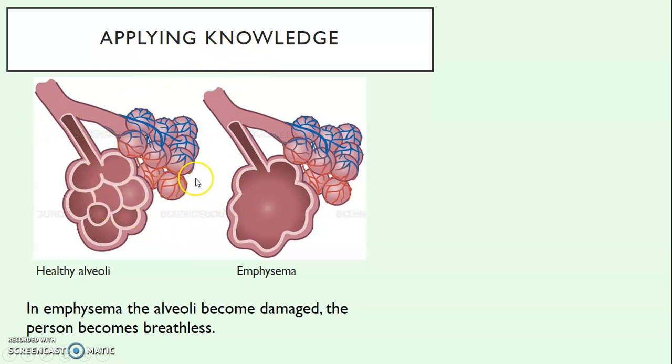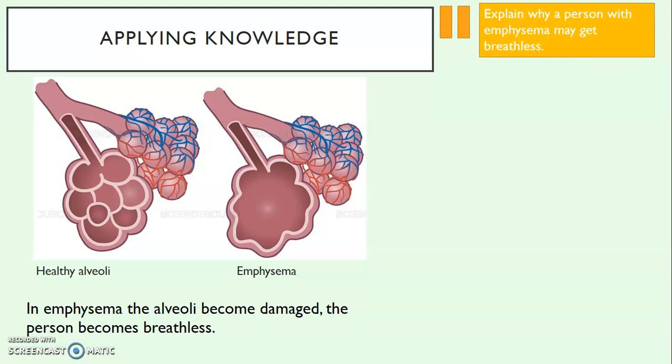So you can see there's quite a difference between these two, and what happens is the person will become quite breathless, they'll be out of breath, won't be able to exercise very much. So what I'd like you to do is pause the video and explain why a person with emphysema is going to be getting more breathless or struggling for breath. And I want you to be linking it back to those adaptations that we have just spoken about. So pause the video, have a go, and then come back to mark your answers.